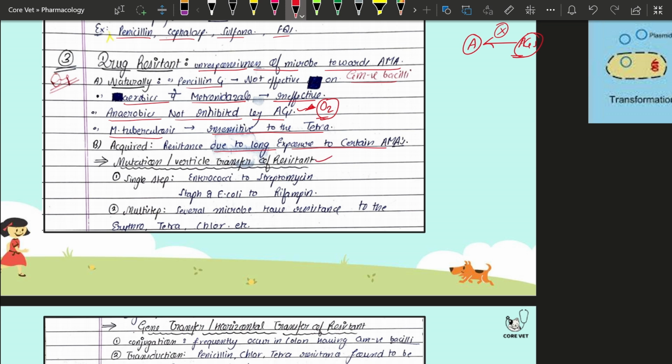So it could be of various types, like the mutation. A bacteria could just mutate itself. Okay, it is a vertical transfer of the resistance. Okay, it could be due to a single step or multiple step mutation.